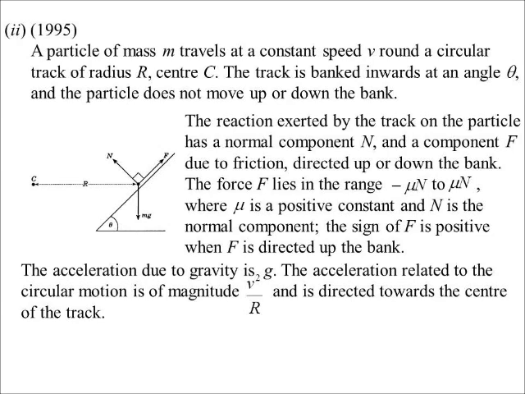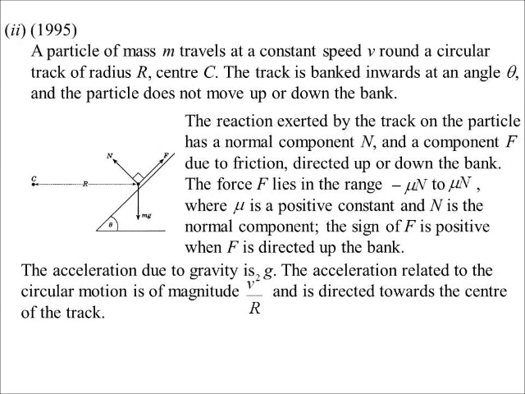Now it depends what the particle wants to do. If the particle wants to move up, then friction would be going down the bank. But if the particle wants to go down the bank, then friction would be going up the bank. So that's why it could be either up or down. In their diagram, they've placed it up, and it lies in the range minus mu n to mu n.